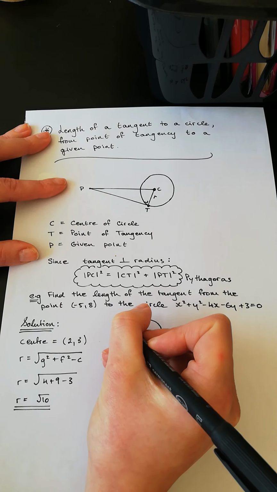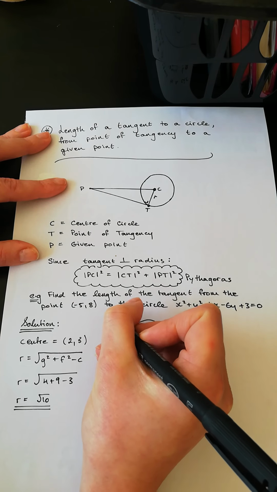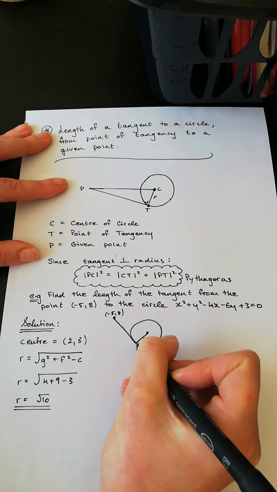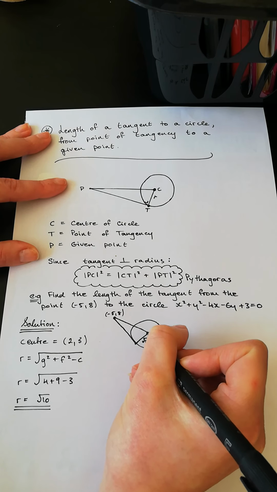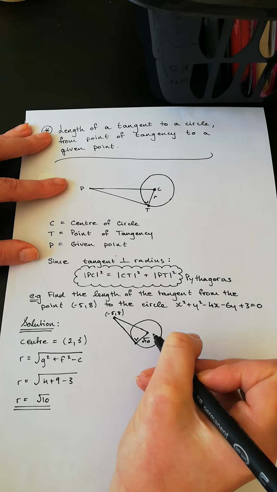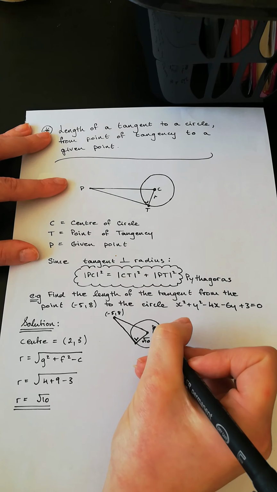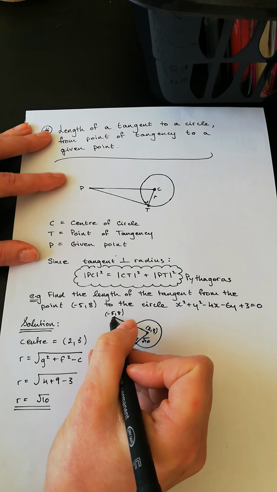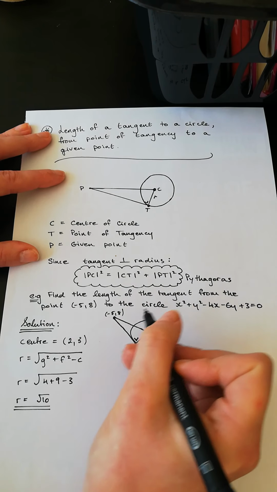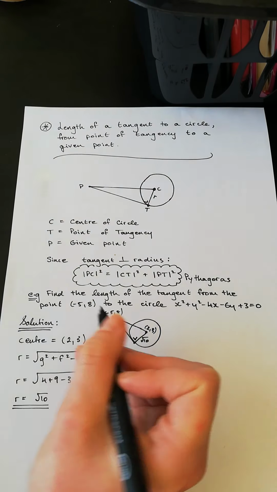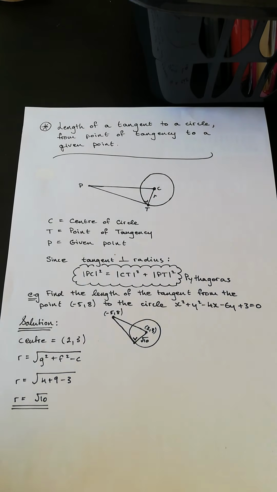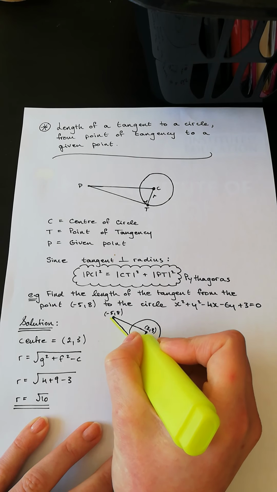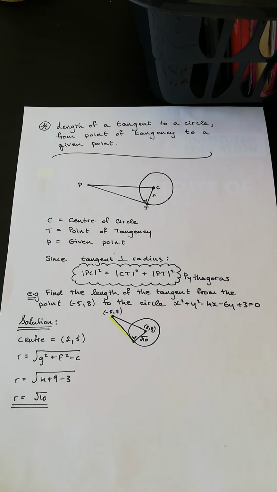I've got some point out here, minus 5,8. And if I connect that to the point of tangency and to the centre, I get my beautiful right angle triangle. Okay, so we know now the centre here is 2, 3. What we've been asked for is to find the length of this line here, the length of the tangent from the point minus 5,8 to the circle. So we've been asked to find that length there.